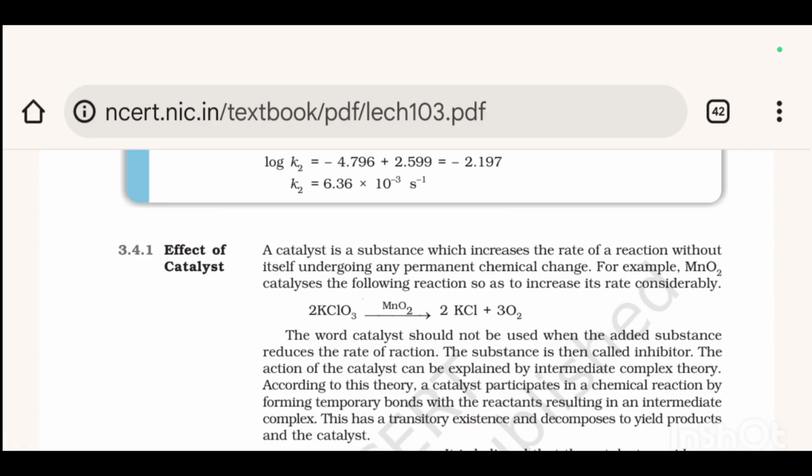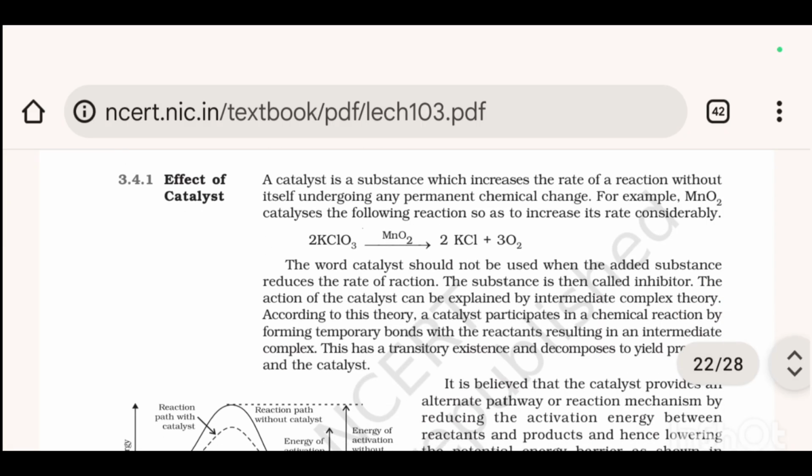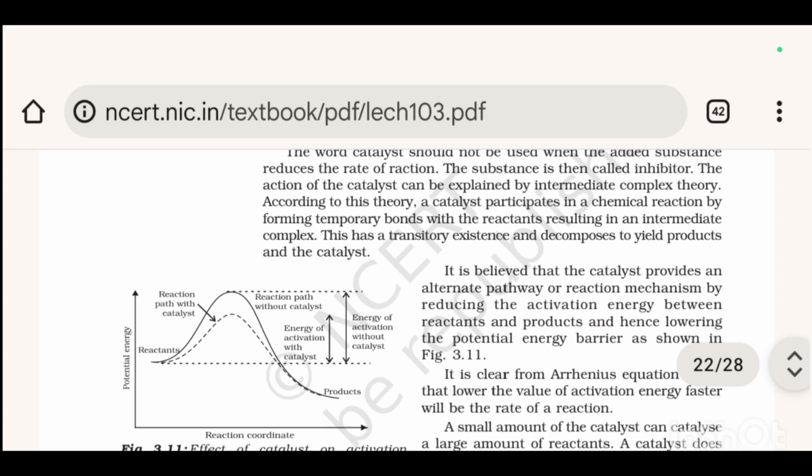The action of the catalyst can be explained by intermediate complex theory. According to this theory, a catalyst participates in a chemical reaction by forming temporary bonds with the reactants, resulting in an intermediate complex. This has a transitory existence and decomposes to yield products and the catalyst. It is believed that the catalyst provides an alternate pathway or reaction mechanism by reducing the activation energy between reactants and products, and hence lowering the potential energy barrier, as shown in figure 3.11.